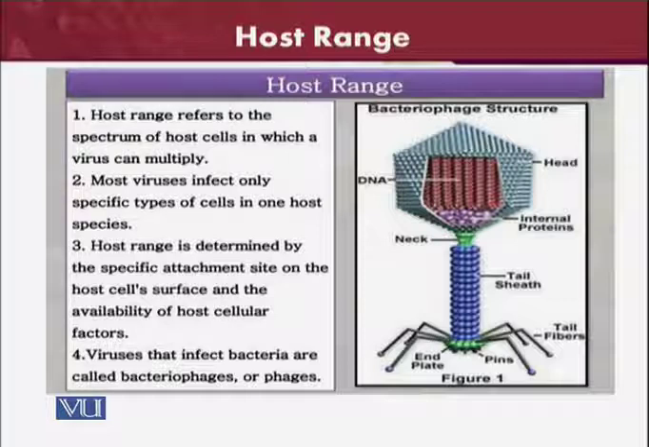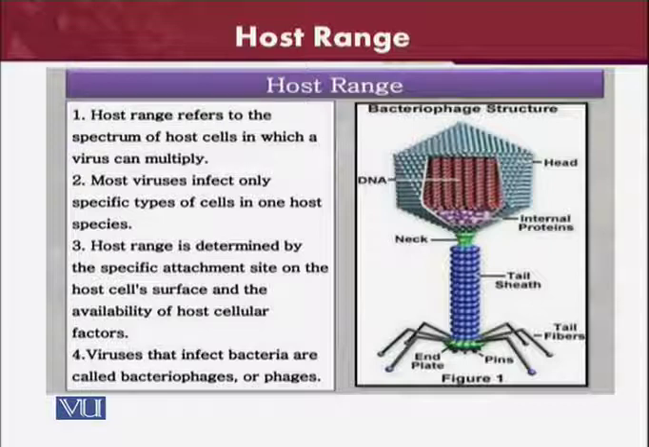The host range refers to the spectrum of the host cells in which a virus can multiply. Because the virus needs the host cells for its replication, for its reproduction, most viruses infect only a specific type of cells in one host species. This is called host specificity. Most of the viruses are species specific. They can only infect that specific species for which they are made. They will not affect other species.